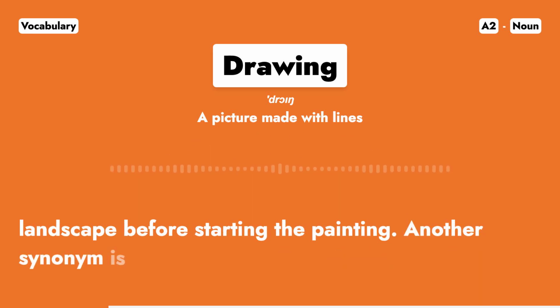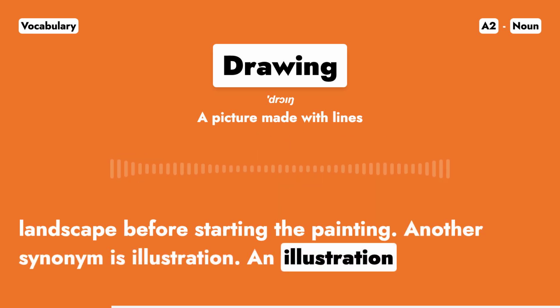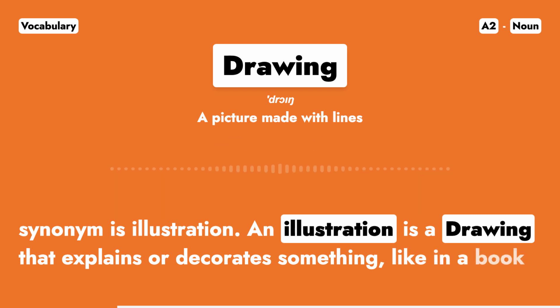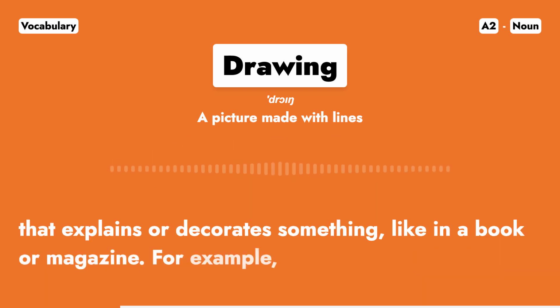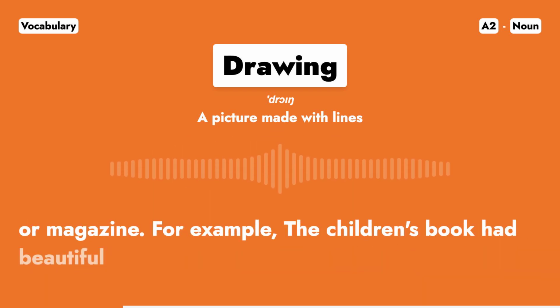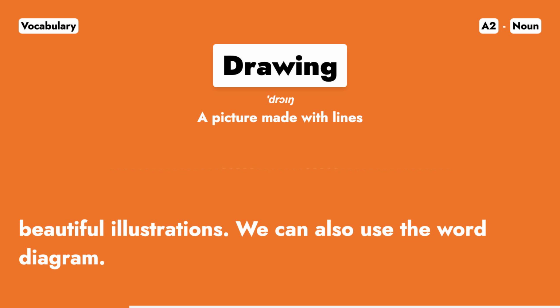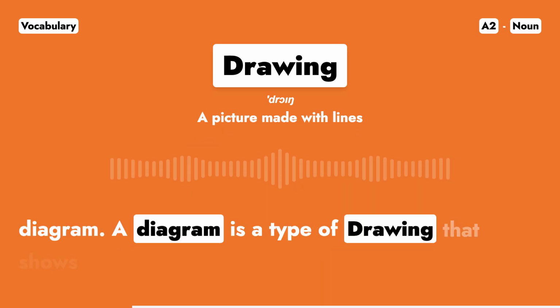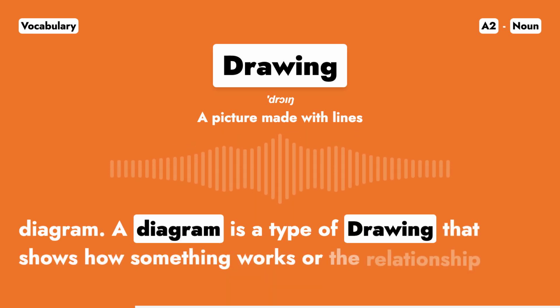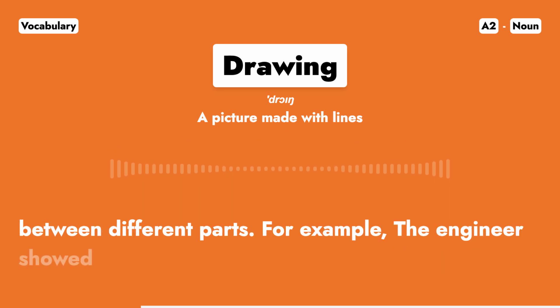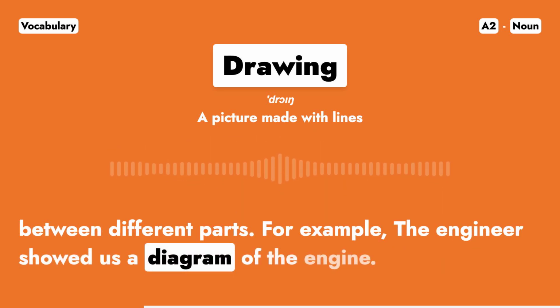Another synonym is illustration. An illustration is a drawing that explains or decorates something, like in a book or magazine. For example, the children's book had beautiful illustrations. We can also use the word diagram. A diagram is a type of drawing that shows how something works or the relationship between different parts. For example, the engineer showed us a diagram of the engine.